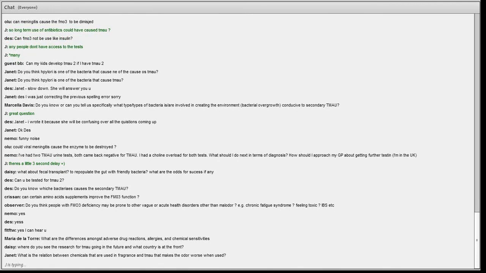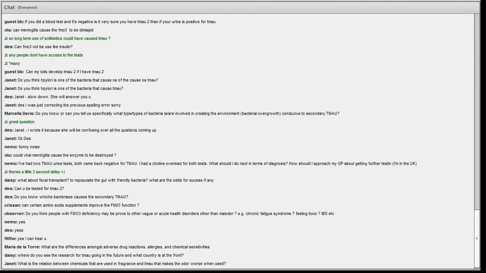Okay, next Maria is wondering, what are the differences amongst adverse drug reactions? Or with fatigue, but I stand corrected by the people who actually have the disorder to correct me there. But there's no documented evidence for that. Patients might have those symptoms, but there's no documented evidence.